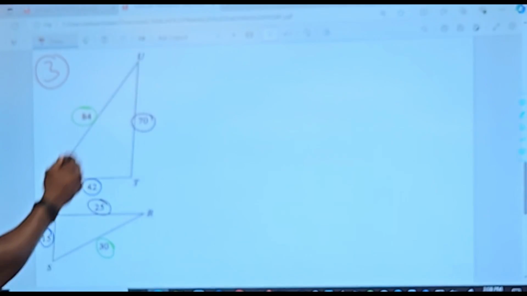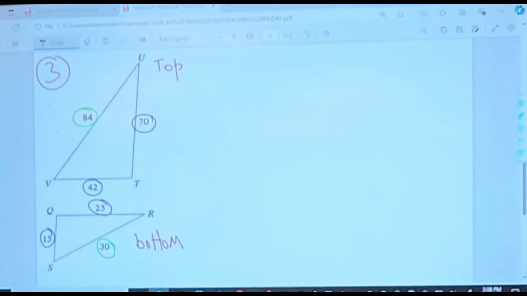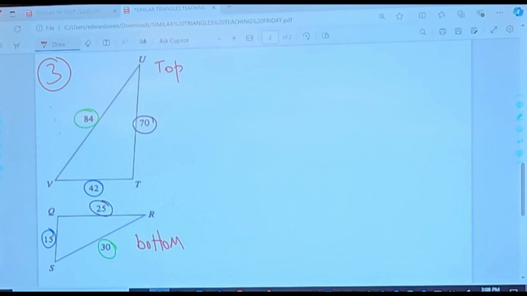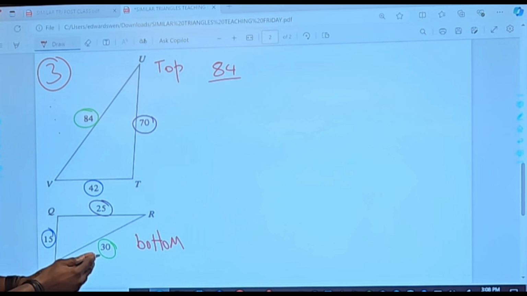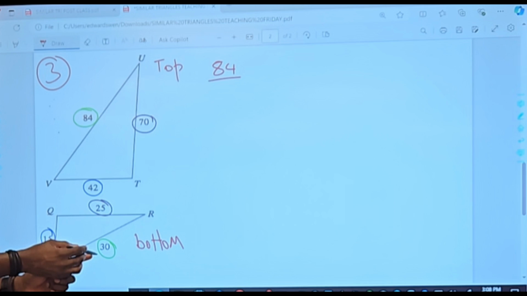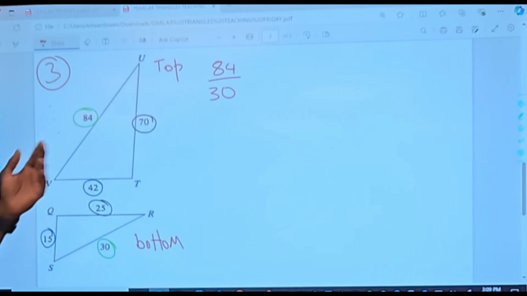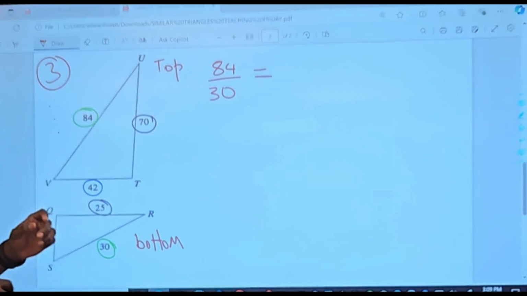I decided that I want to put these ones at the top from this bigger diagram, and I'm going to put these at the bottom. So I'm going to set up my corresponding sides as a ratio right now. So let us start by saying 84 over 30. Make sense? 84 is the largest from this diagram. 30 is the largest from the other diagram. So I'm saying 84 to 30. That's the ratio. 84 to 30 must equal to, I need another one.